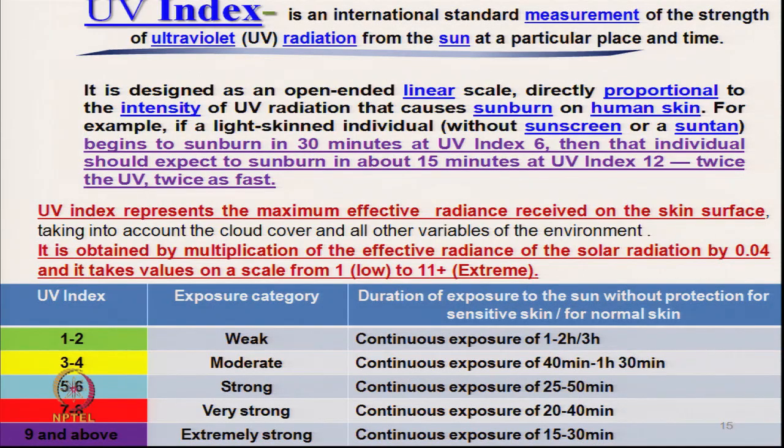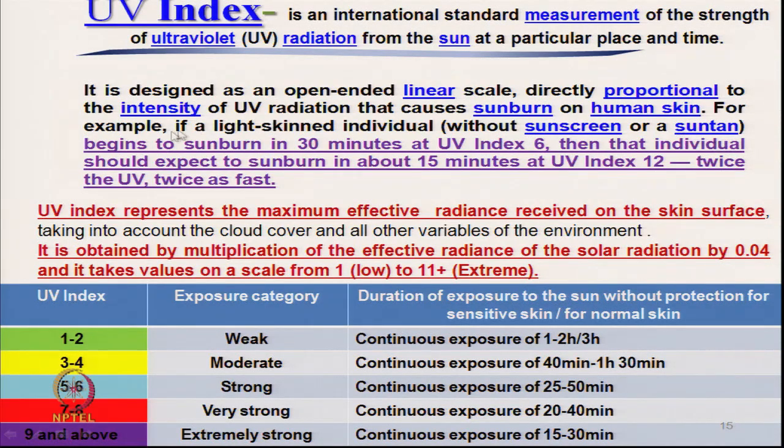Next most important parameter is the UV index. UV index is an international standard measurement of the strength of UV radiation from the sun at a particular place. So, that is an internationally accepted method where we can measure the strength of UV rays in a particular place. It is designed as an open ended linear scale, that means directly proportional to the intensity of the UV radiation that causes sunburn on human skin.